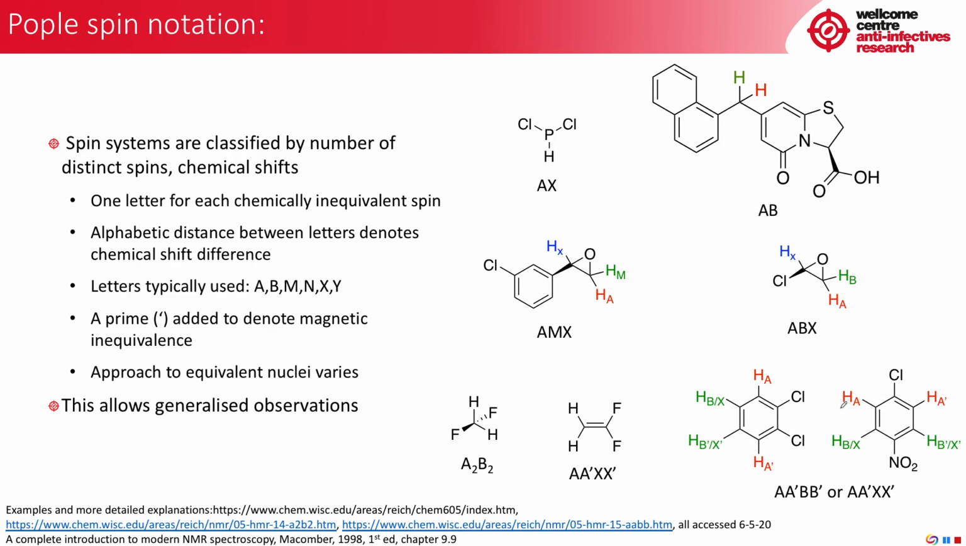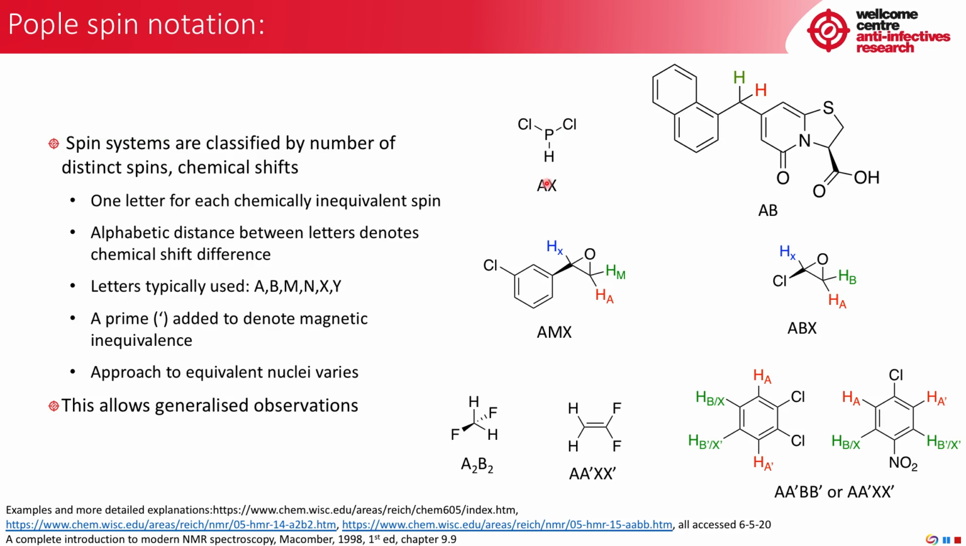So, spin systems can be classified by the number of distinct spins or chemical shifts. Now, there is one letter given for each chemically inequivalent spin in a spin system, and the alphabetic distance between the letters denotes the chemical shift difference. To give you an example, phosphorus and hydrogen here have very different chemical shifts, but they are coupled to one another. This would be an AX system. They're part of the same system because they're coupled, but their chemical shifts are very different.